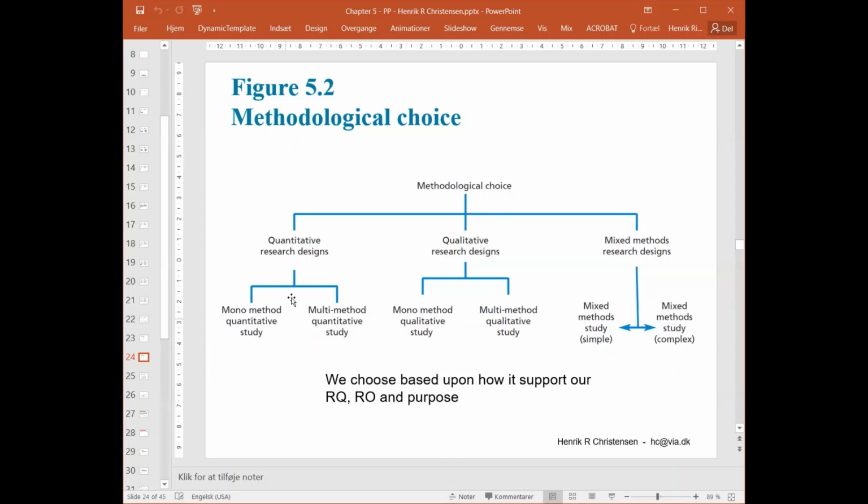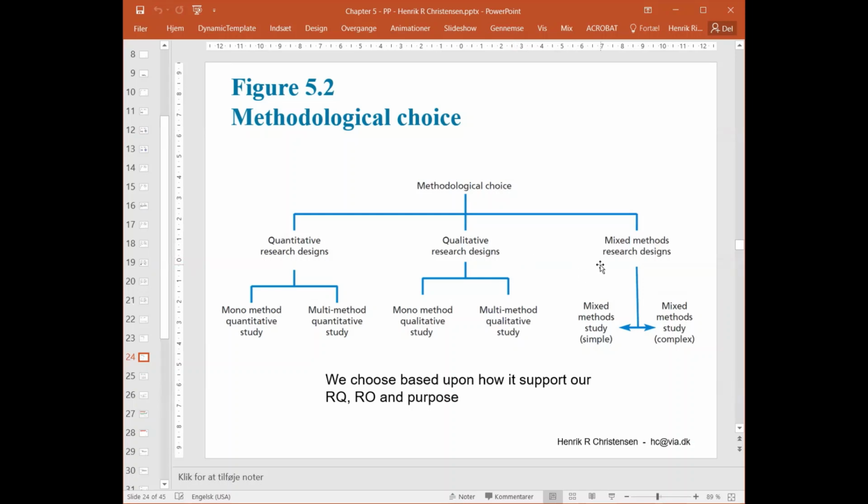Okay. So what about qualitative research design? Would it make sense to use a qualitative approach in order to figure out the proportion of people in Denmark who like Lego? And probably not. And also because now we know what it means to have a qualitative approach. So it wouldn't make a lot of sense doing that. And what about a mixed method?